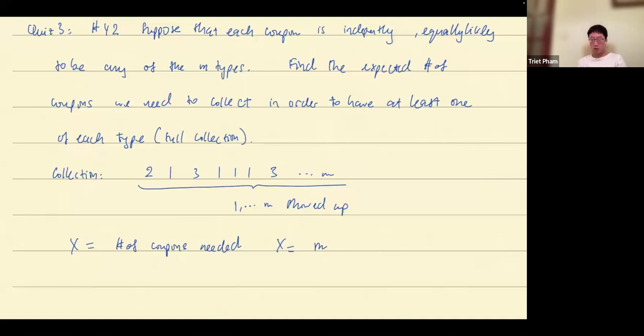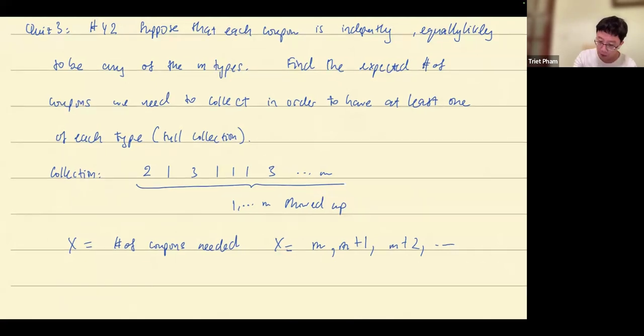That's the luckiest scenario. But of course, you can have a repetition, and so on and so forth. There's no upper limit to how many you need to collect before you have a full collection. Is that clear?